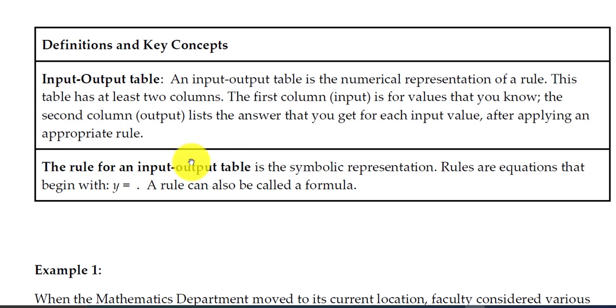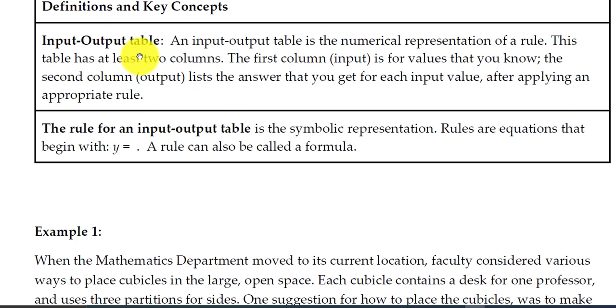Another definition or key concept is an input-output table. An input-output table is a numerical representation of a rule. This table has at least 2 columns, okay? And then, on the last page, I drew an equation. The rule for an input-output table is a symbolic representation.